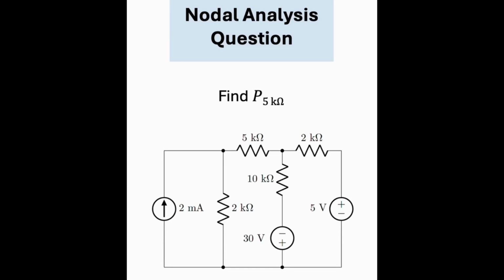Using nodal analysis, let's find the power dissipated by the 5 kilo ohm resistor in the circuit shown. This is a question I was asked by a viewer, so let's see how we can solve it.